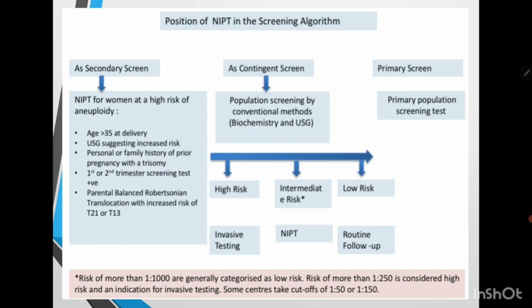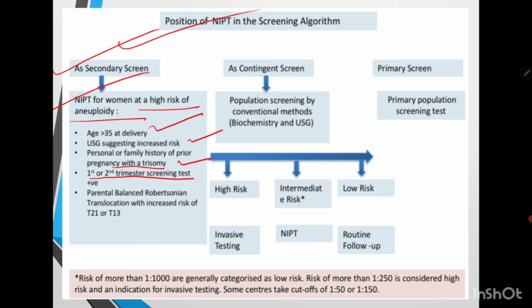So what is the current position of NIPT in the screening algorithm? As a secondary screening method, NIPT is for women at high risk: age at delivery more than 35, ultrasound findings of increased risk, a personal or family history of prior pregnancy with a trisomy, or a second trimester screening test that is suggestive positive. Parental balanced translocations, Robertsonian translocations with increased risk of 21 or 13, then you go for NIPT as a secondary screening method.